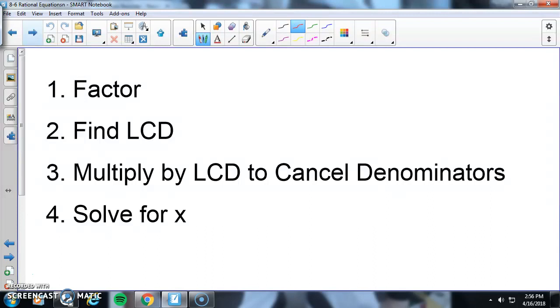1, factor. 2, find the LCD. 3, multiply by your LCD, and by doing this, we will be canceling our denominators. 4, solve for x. 5, check solutions.